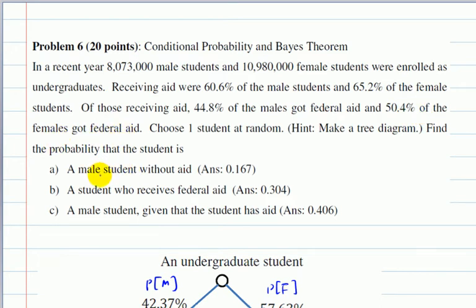First question is, what's the probability of a male student without aid? Second one is a student who receives federal aid. Third question is a male student, given that the student has aid.